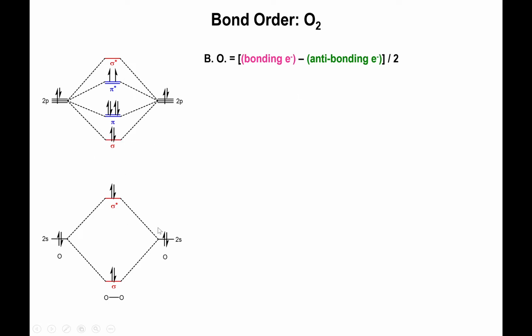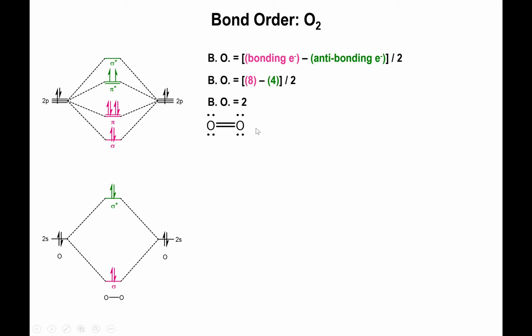So looking at dioxygen, specifically, this particular orbital is in pink. The second sigma and the first pi, those are all bonding interactions. So you have 2, 4, 6, 8 bonding electrons. And for the stars, you have 2 and another 2, so you have 4. So you have 8 minus 4, which is 4. 4 divided by 2 is 2. So this is telling you that the bond order of dioxygen is a double bond.